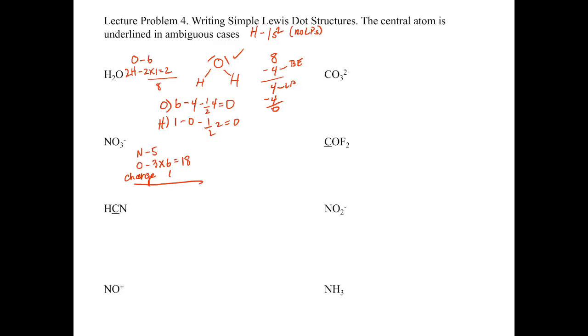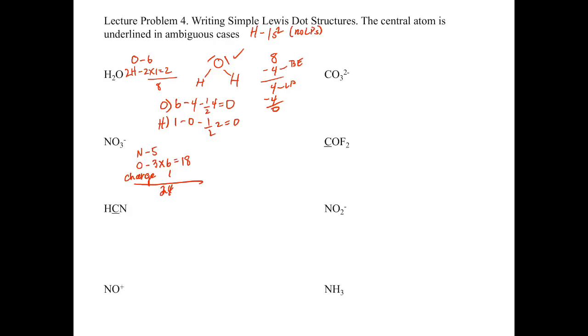So we have 5 electrons from the nitrogen, 18 electrons from the oxygens, and 1 electron that comes from the minus charge of the entire molecule. So if you add this all up, we're going to get 24 electrons.